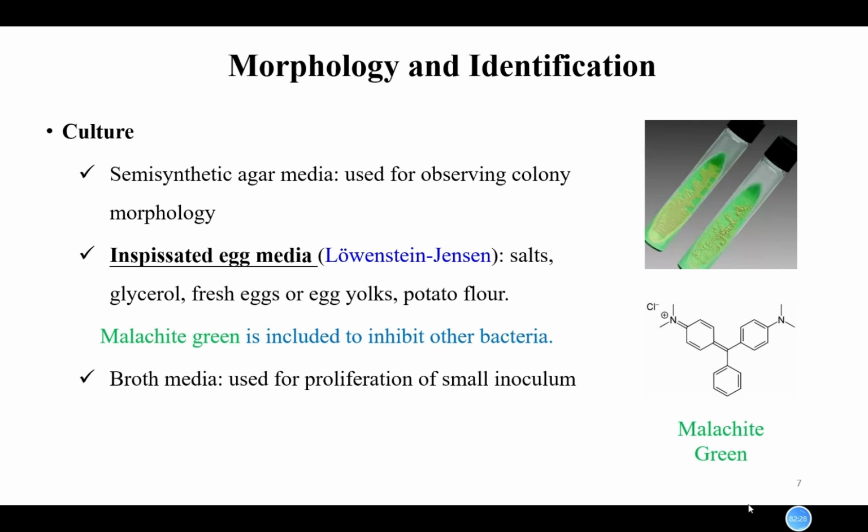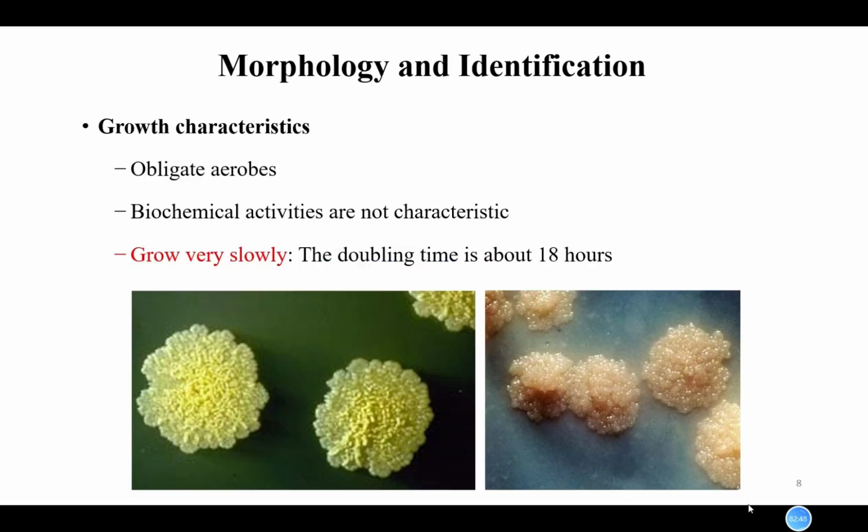But the problem is, tuberculosis grows so slowly. It takes at least 2 weeks to see a single colony. Sometimes we need to culture the bacteria for 4 weeks, a whole month, to see the colony. Okay, the colony is like this. Either rough or glistening, a greasy colony. It's because the cell surface contains a lot of lipid molecules, so it's a greasy colony.